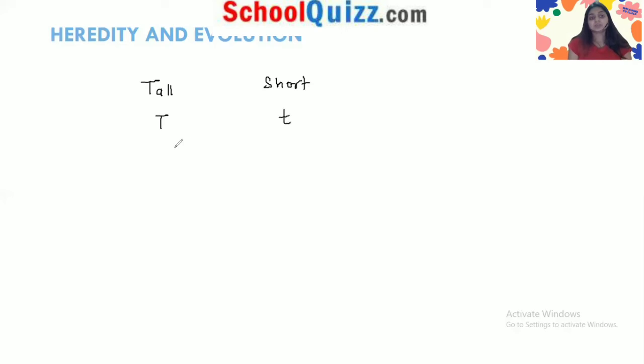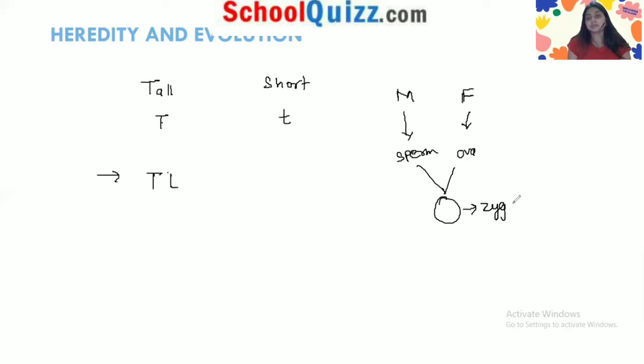Okay, so what are the possibilities we come by with these two? Either we have tall, T and T. See, in the reproduction part, we have seen male and female. So they have egg cells. The female egg cell is called the ovum, and the male egg cell is called the sperm. When these two cells meet or fuse, they form a zygote, which is a single cell.